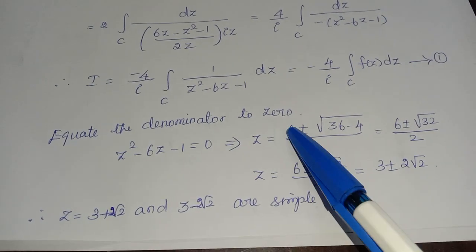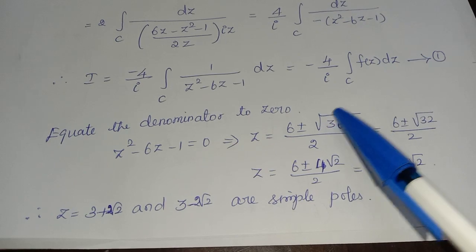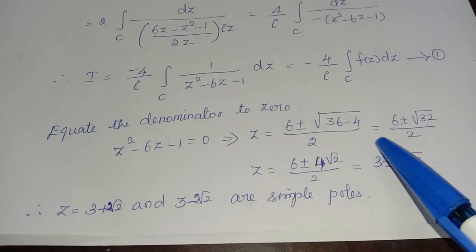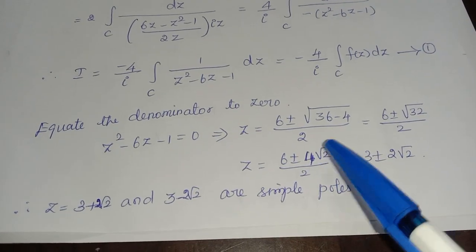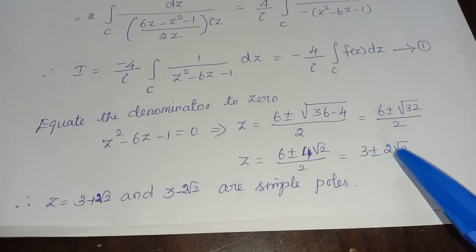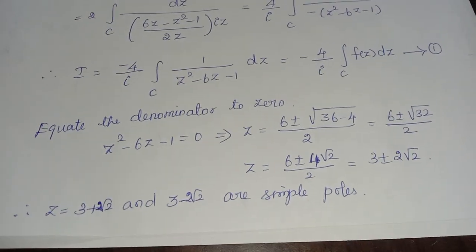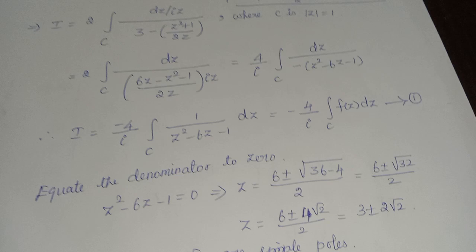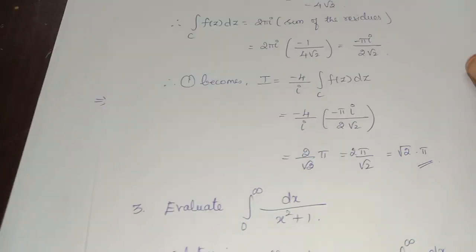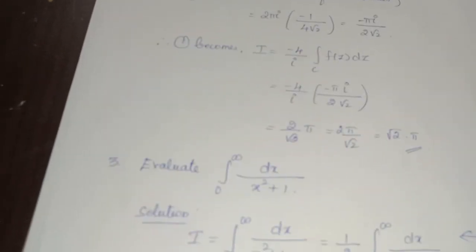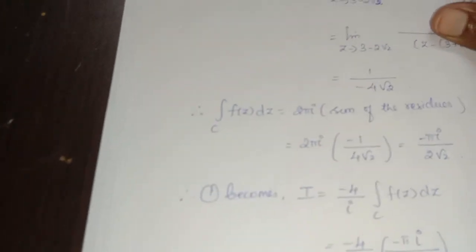That implies z equal to 6 plus or minus root of 36 minus 4 by 2, equal to 6 plus or minus 4 root 2 by 2, that is 3 plus or minus root 2. So these two are the simple poles that we are getting for this function f of z. Now out of these two poles, we have to identify which one is lying inside and which one is lying outside.